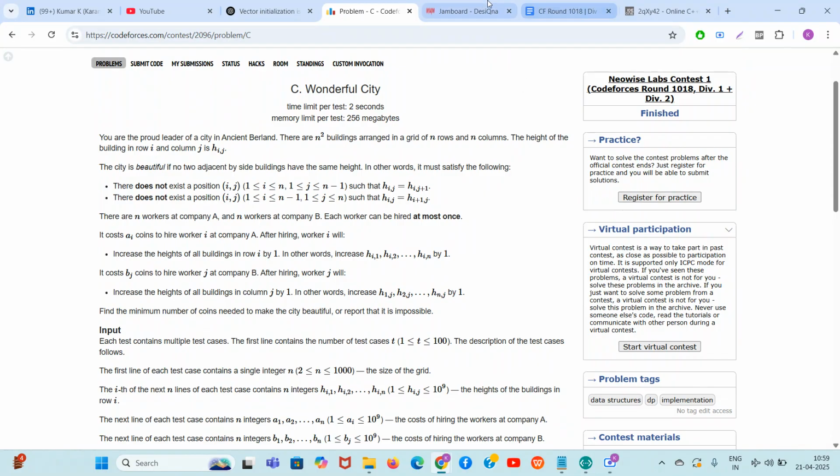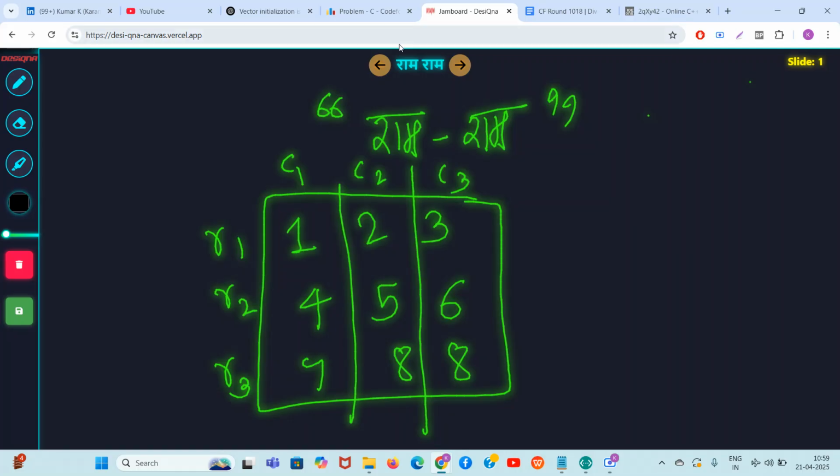So, guys, coming to the Jamboard, what they are saying is that we are giving you an n cross n matrix like this. You can also fill this matrix. I can also fill this matrix. Everything is going great. Everything is going well. Okay. So for n equal to 3, let's say they have given you this matrix.